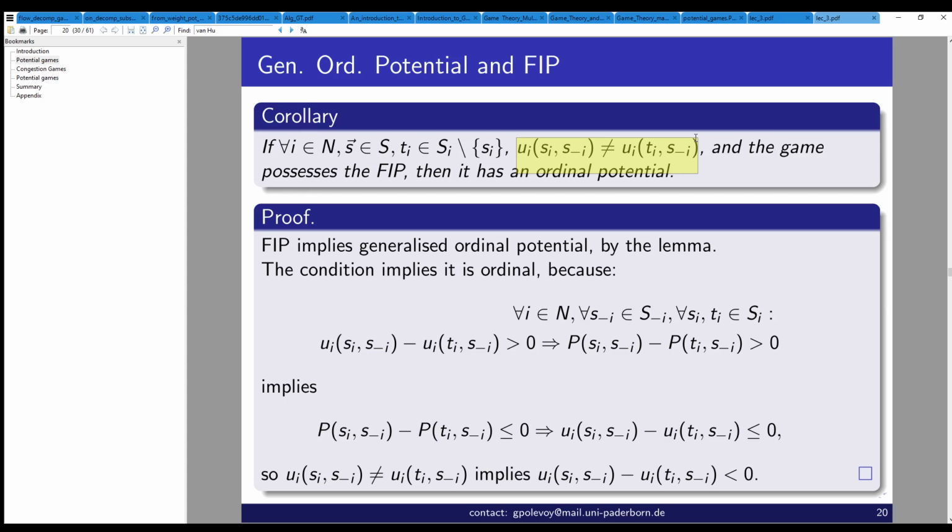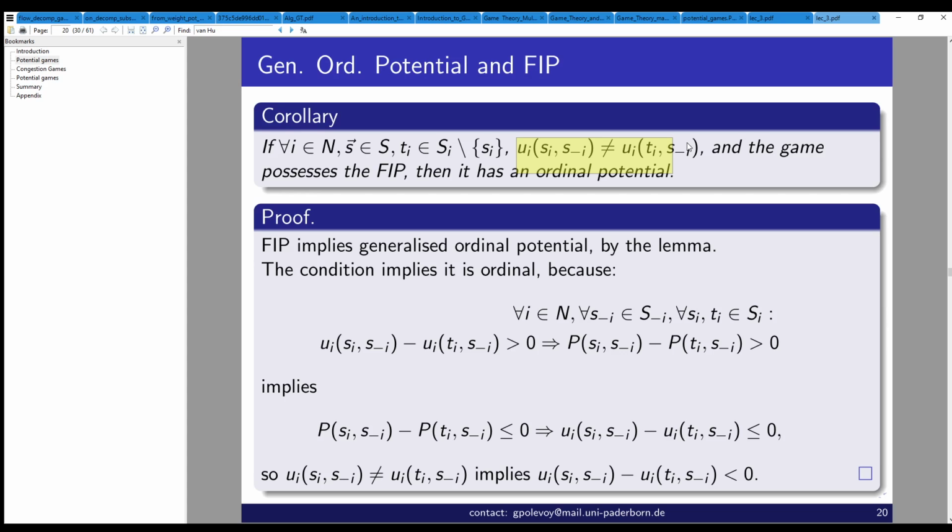Okay, so let's see. The condition implies intuitively that generalized requires some equality at some point. Despite the player changes, what she does, that unique deviator does not change her utility. That's basically the difference between the generalized ordinal potential and an ordinal potential. And here it cannot be that the utility does not change by our assumption here. So that's the formula.